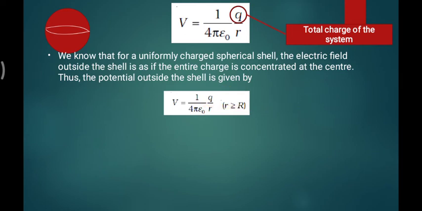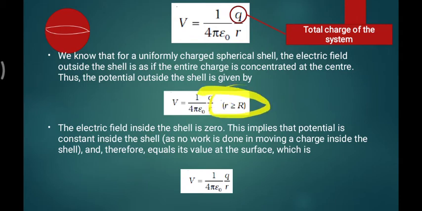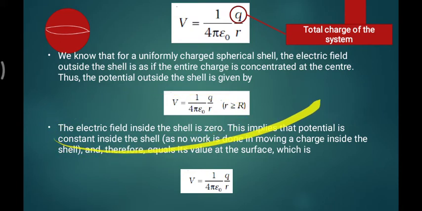So the potential generated at a distance r is 1 upon 4 pi epsilon 0 q by r, where r is the distance between your observation point and the center of the shell. This is the most important condition: r should be greater than or equal to R. If it is equal, then your small r is replaced with the capital R. If it is inside, we already know the electric field inside the shell is zero.